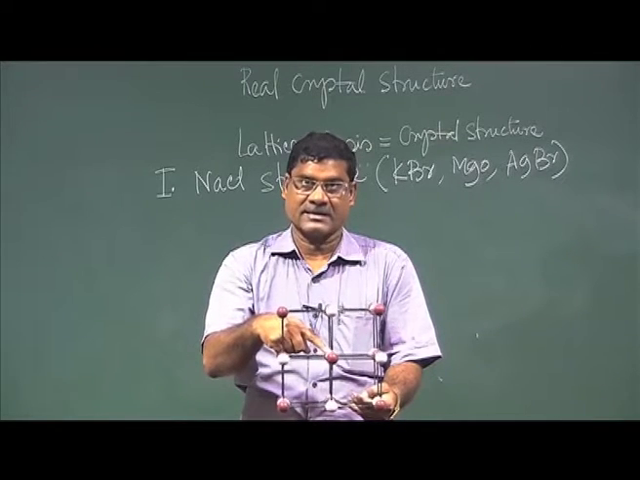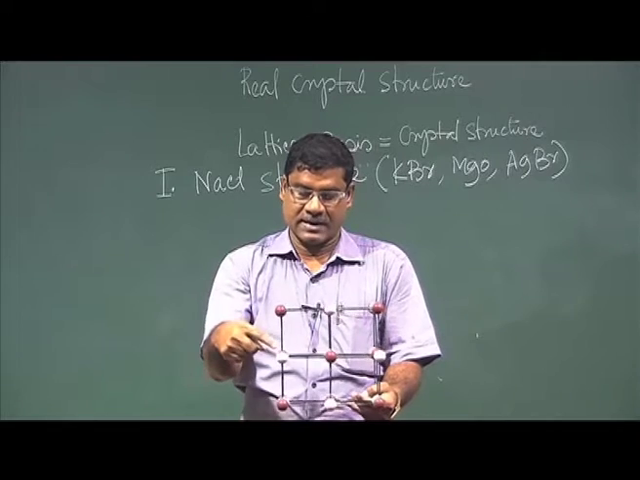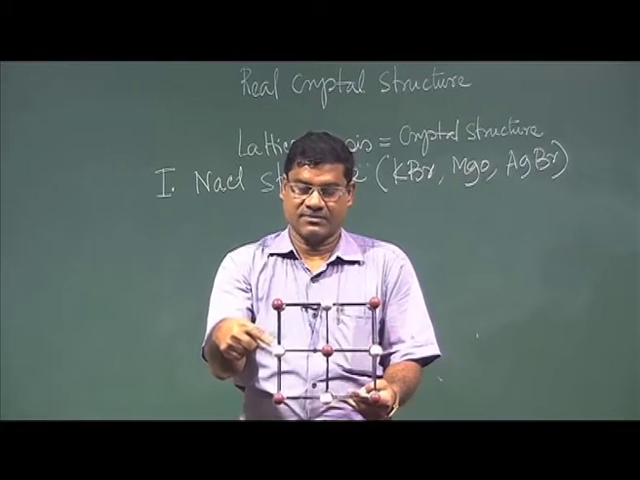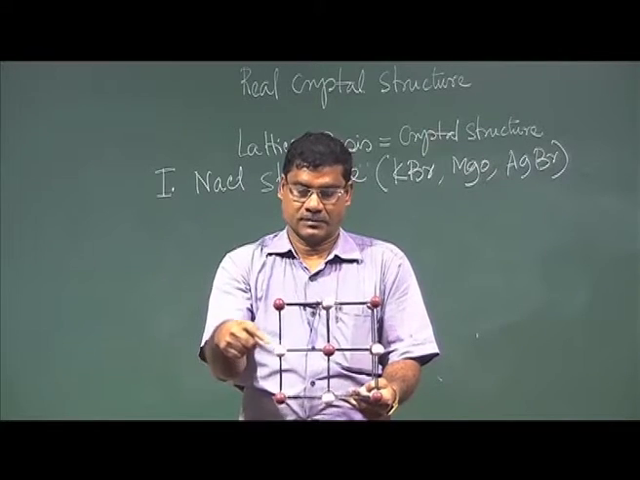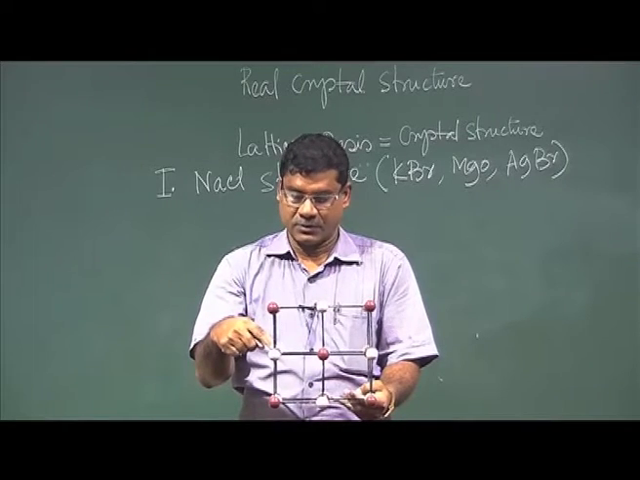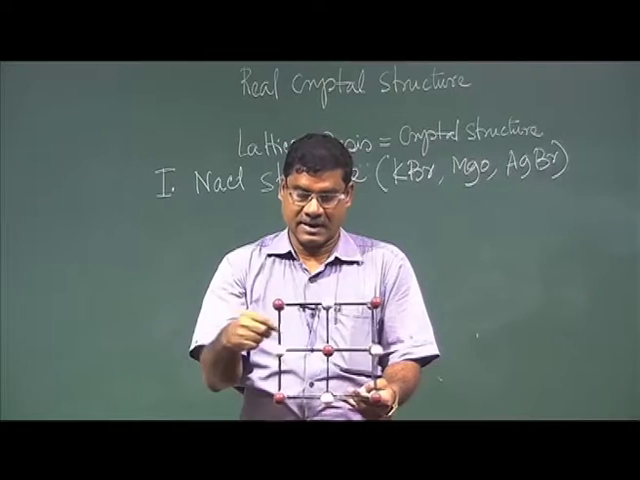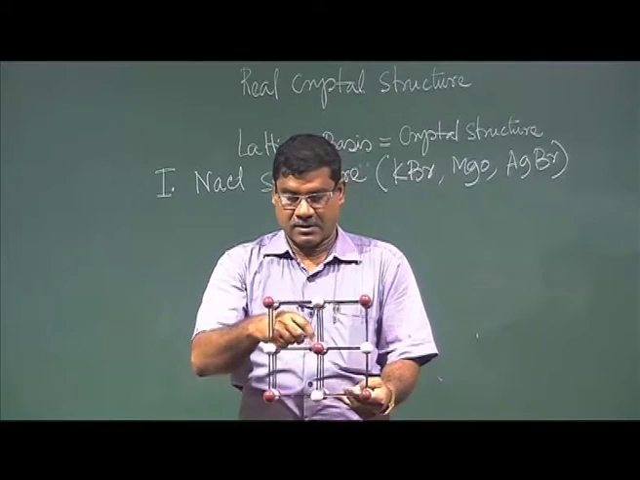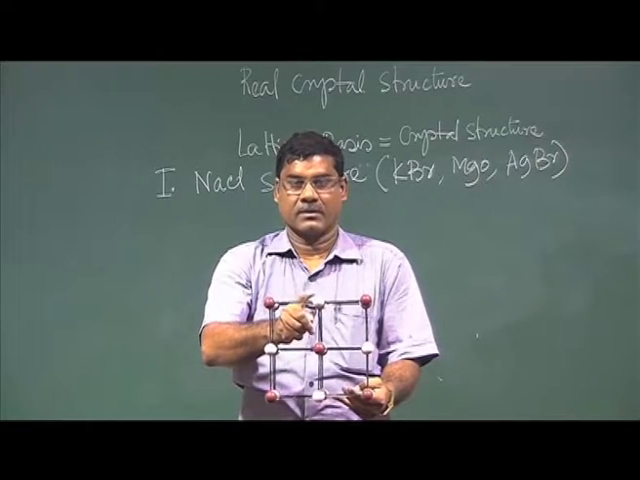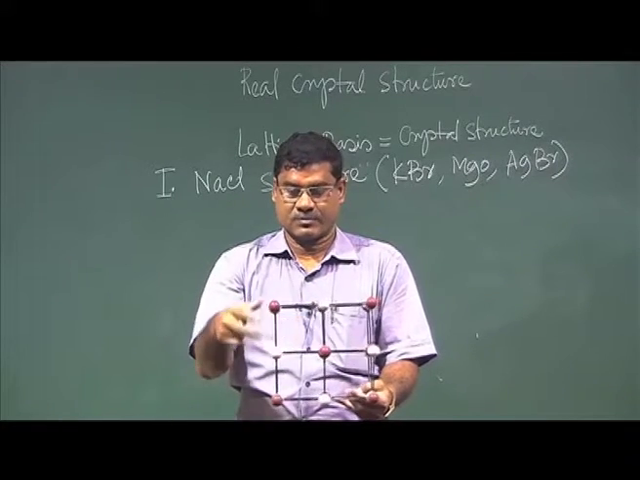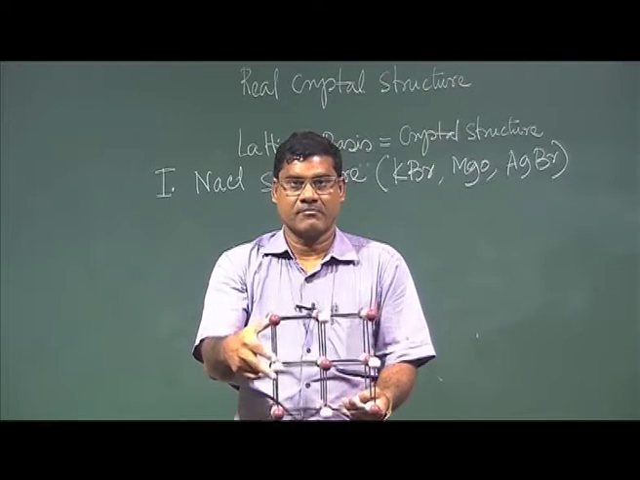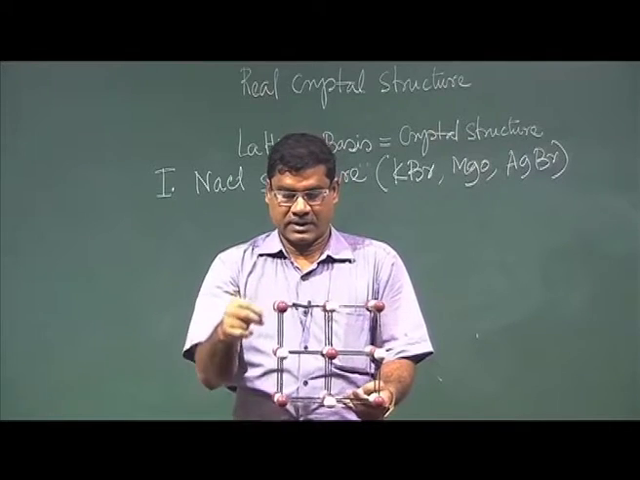Choosing the axes here, if I go to the next sodium, I will get half, half, 0. Then I can get this one half, 0, half. Then for this one, 0, half, half. So these are the 4 coordinates for the sodium.